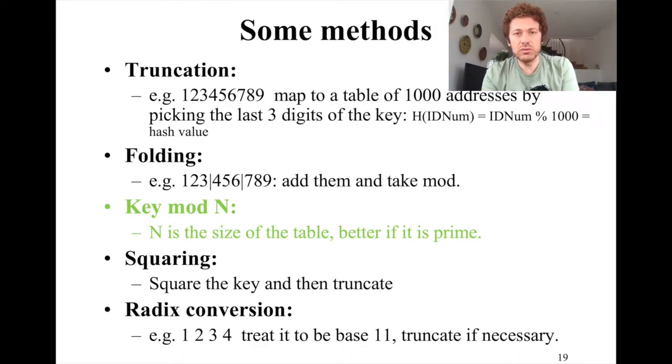Now I will show you some hash functions. We have already discussed key mod n, where n is a table size, preferably prime. There are also other stuff like use the last three digits by taking mod 1000 all the time, or do some other clustering and addition and then taking the mod, or squaring. So these are not quite popular actually. I should say that I would go with the key mod n guy.